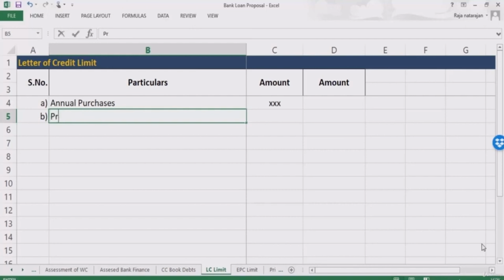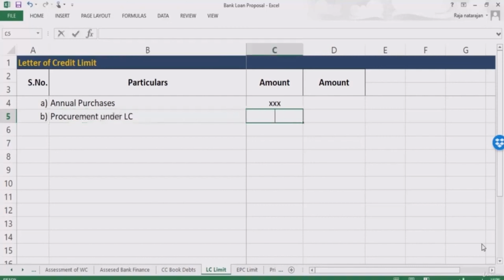So we'll say procurement under LC. There is going to be a certain amount. Say for example, if annual purchases is 120 crore, and let's say the procurement under LC is expected to be only around say 40 crore. Only 40 crore worth of goods are going to be procured under LC.